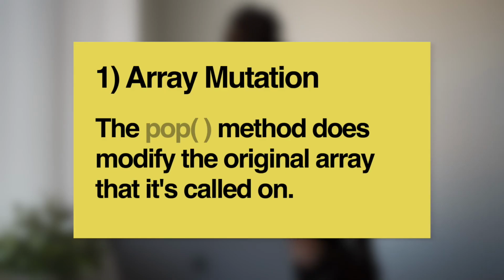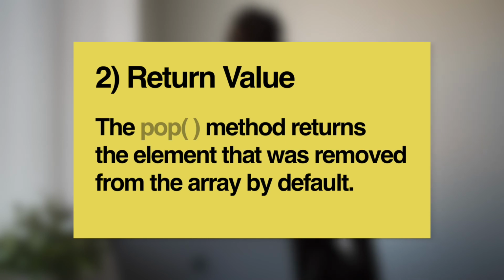But devs, before we look at any code, here are 3 quick facts about the pop method. Number 1 is array mutation. The pop method does modify the original array that it's called on, so something to keep in mind. Number 2 is the return value. The pop method returns the element that was removed from the array by default.